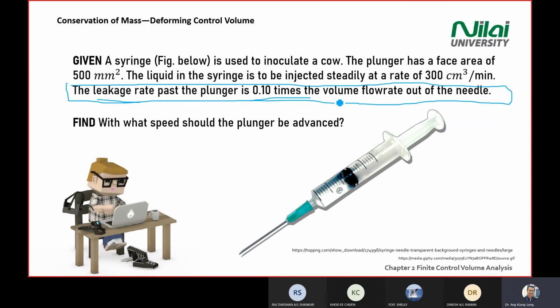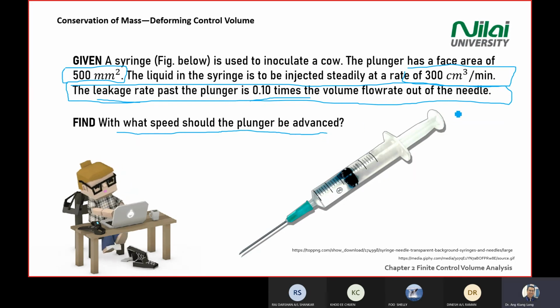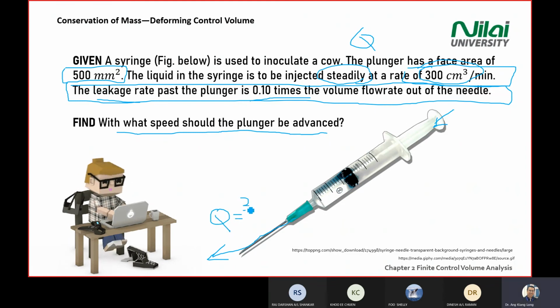There's a leak rate there, and you're having a Q here. You have an area here. So the question asks you to find the speed at which the plunger should be advanced. It means you need to push this plunger so that you have a steady flow rate Q, so that the chemical flowing out from this syringe here can flow with a steady Q of 300 cm cubed per minute.